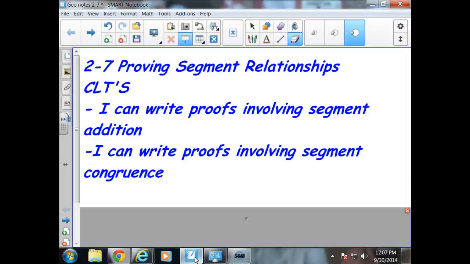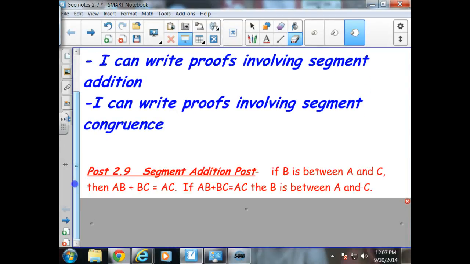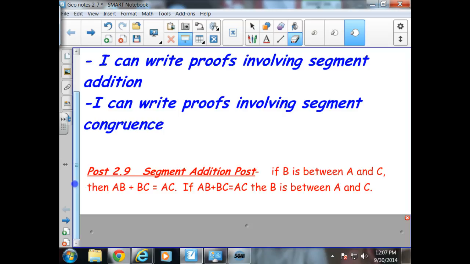All right, today we're going to look at 2-7, proving segment relationships. You have two CLTs. I can write proofs involving segment addition, and I can write proofs involving segment congruence. You do have a postulate to start us off with, postulate 2-9, the segment addition postulate. It just reads exactly as it is.